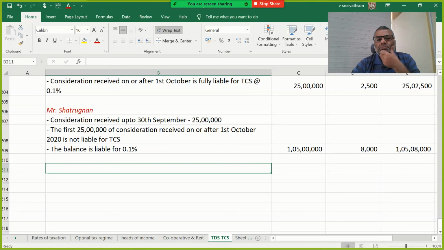Sir, for e-commerce operator also, it's the same treatment, sir, for e-commerce operator? Yes.